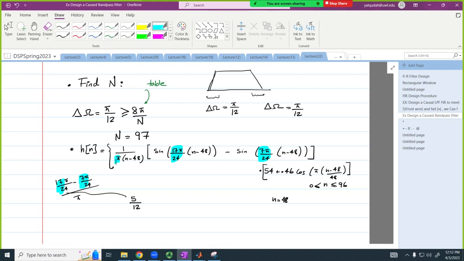So is n equals 48 the center? The center before we shift it. It's going to be the center of the shape. We will plot it now.